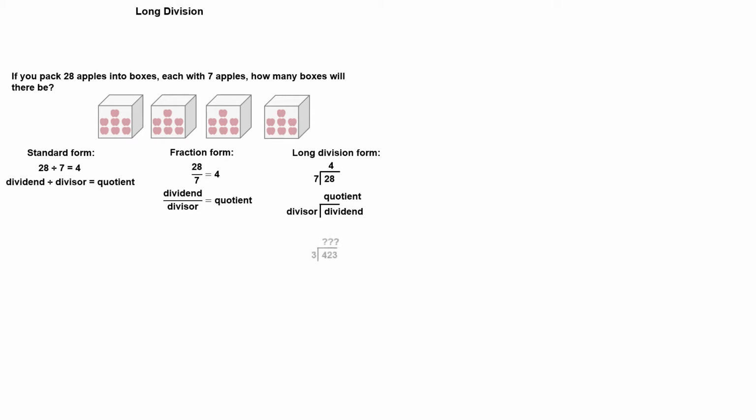Unfortunately, not every division problem can be done so quickly. For example, it's true that 3 divides evenly into 423. But how many times? To discover the answer, we will need to learn a process called the division algorithm. An algorithm is a set of repeated rules that leads to a desired result.